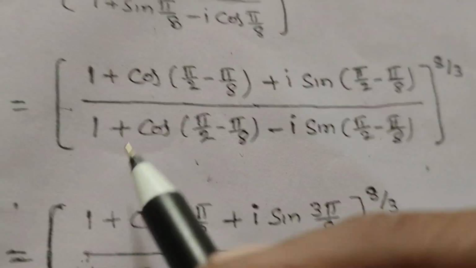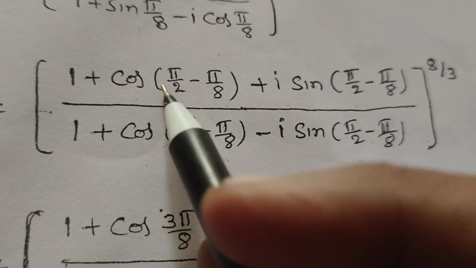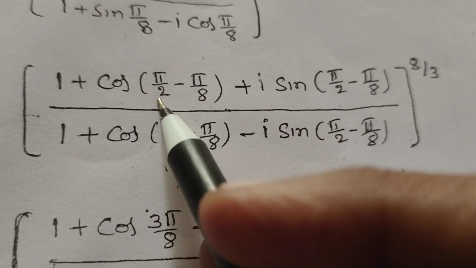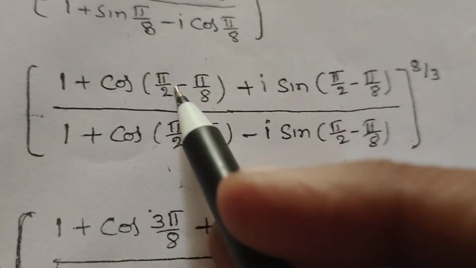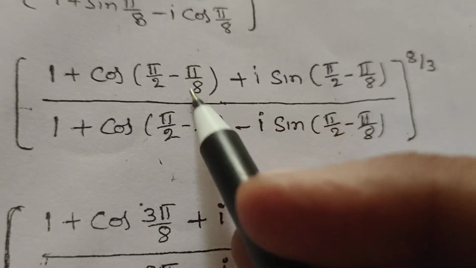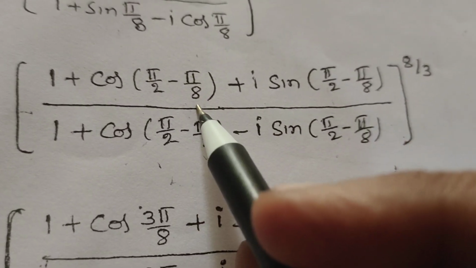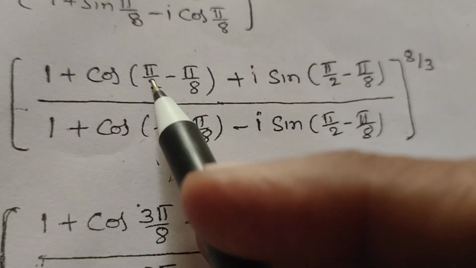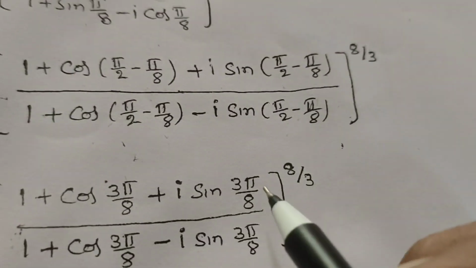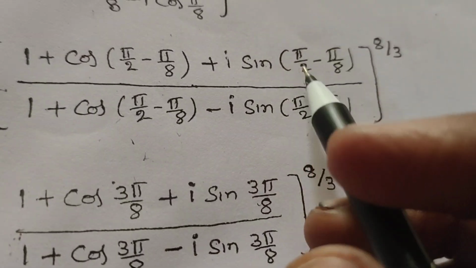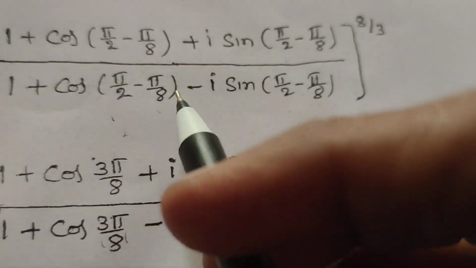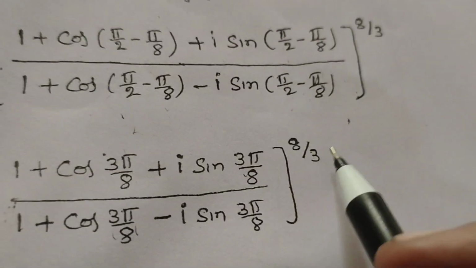Next, simplify this. The LCM is 8. 4π − π gives 3π, because the actual LCM is in this denominator. So 4π − π means 3π/8. We get 1 + cos 3π/8 + i sin 3π/8, divided by 1 + cos 3π/8 − i sin 3π/8, the whole power 8/3.